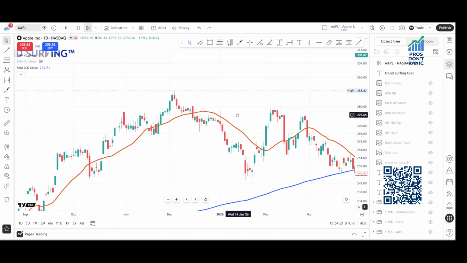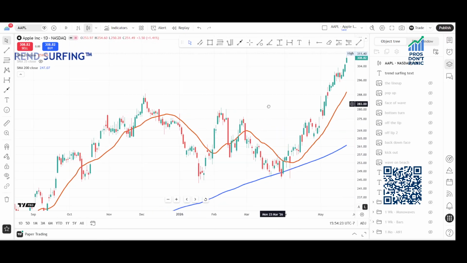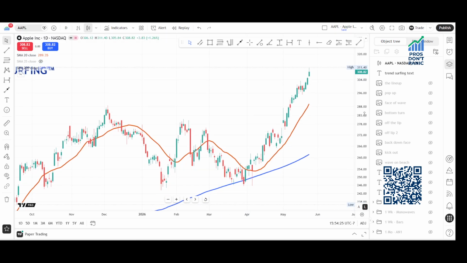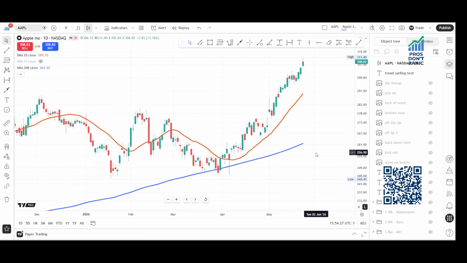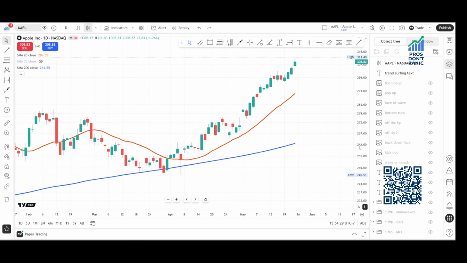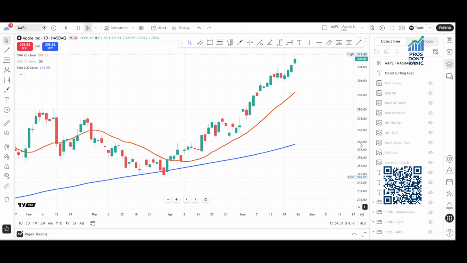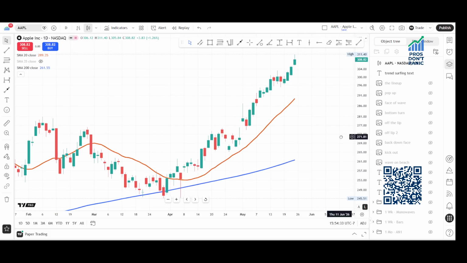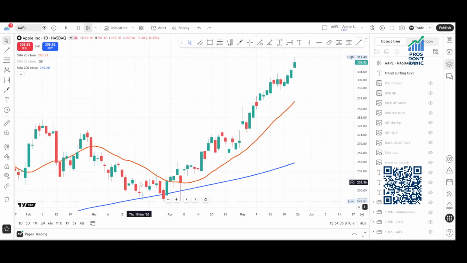All right, so let's look at current. We talked about this in the first video. I think I went over this. This is current state. This is Apple on the daily chart. This is May 23rd, 2026. So these two moving averages have come together, and where they've come together, this is the lineup. This is where the surfers are sitting.